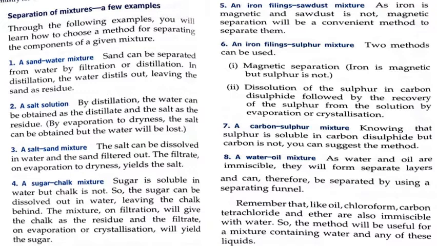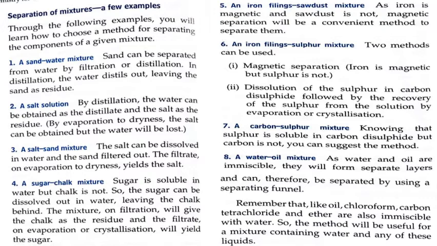A sugar chalk mixture. Sugar is soluble in water but chalk is not, so the sugar can be dissolved out in water leaving the chalk behind. The mixture on filtration will give the chalk as the residue, and for sugar water we have so many methods. Iron filings, just seeing by the name we can say we should use magnetic separation.